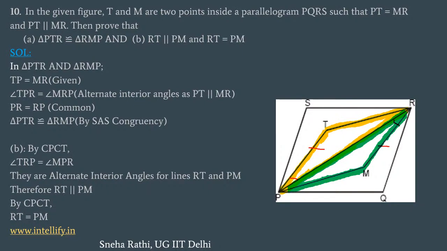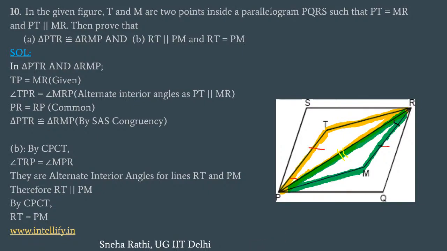Now TP will be equal to RM, it is given. Now angle TPR will be equal to angle PRM because they are alternate interior angles, and RP will be equal to RP because it is common side. Now triangle PTR is congruent to triangle RMP by SAS congruency.